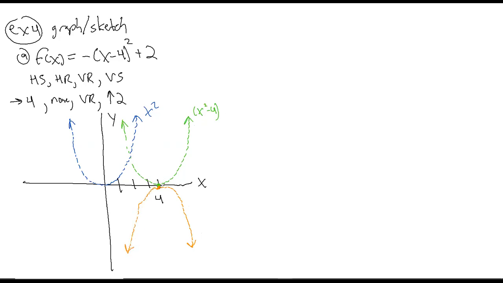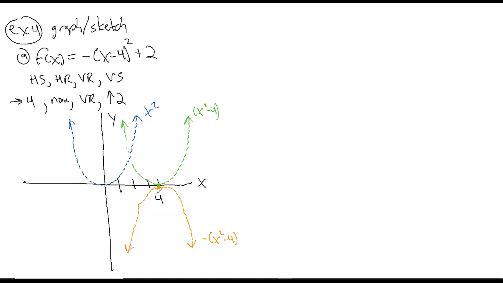That's still sitting on the axis. I drew it just a little lower so I'm not covering up the green point. So this would be negative parentheses x squared minus 4. And then we do the vertical shift. The vertical shift is the up 2.